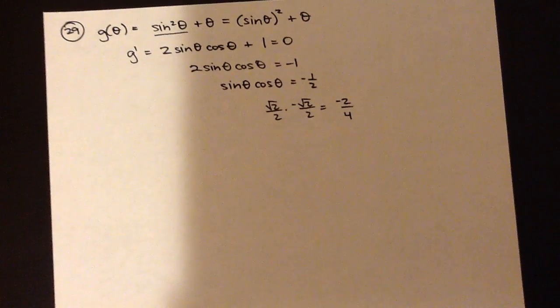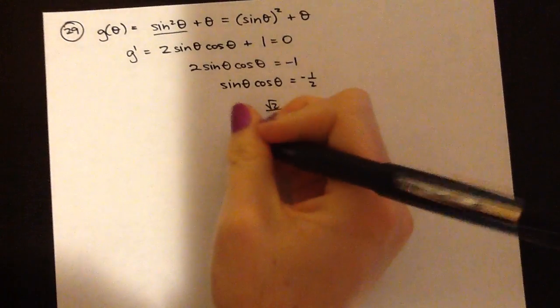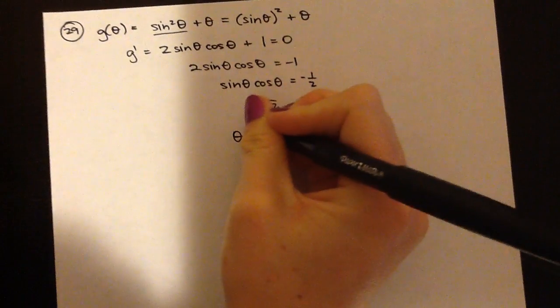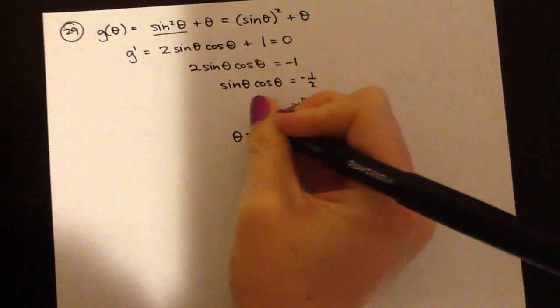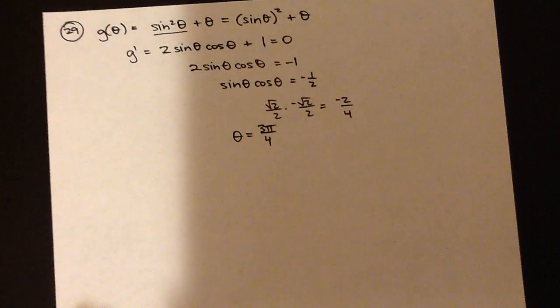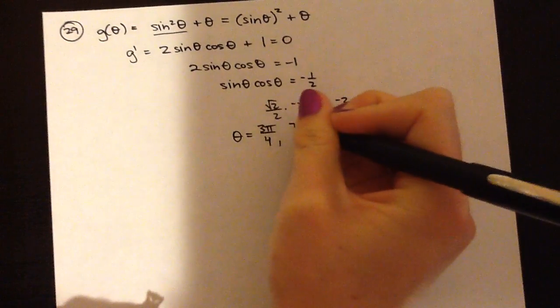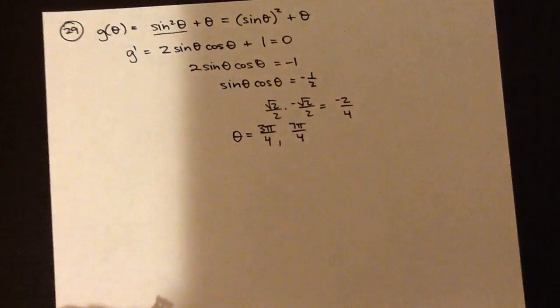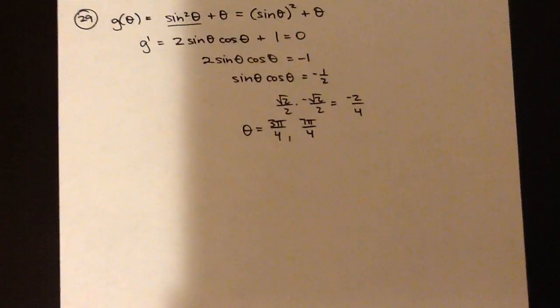So we need to know where one of them is positive root 2 over 2 and where one of them is negative root 2 over 2. That happens first in the second quadrant. In the second quadrant, cosine is negative and sine is positive. And then it happens again at 7 pi over 4, where sine is negative and cosine is positive. So those are your critical points. Again, this basically just requires knowledge of the unit circle.